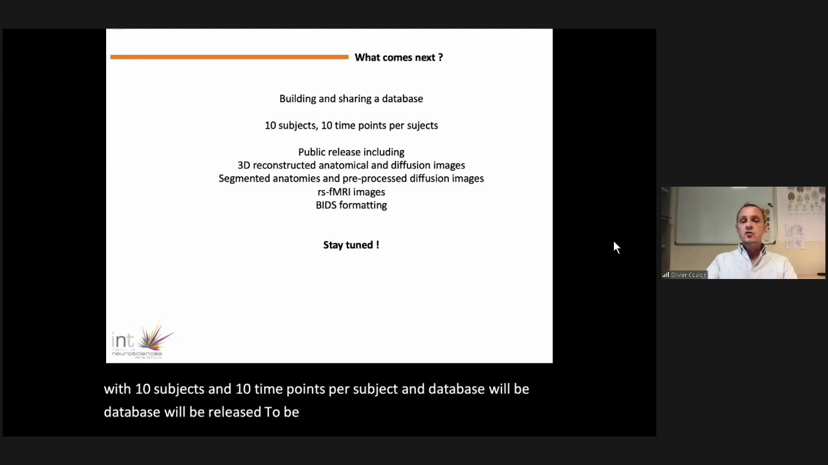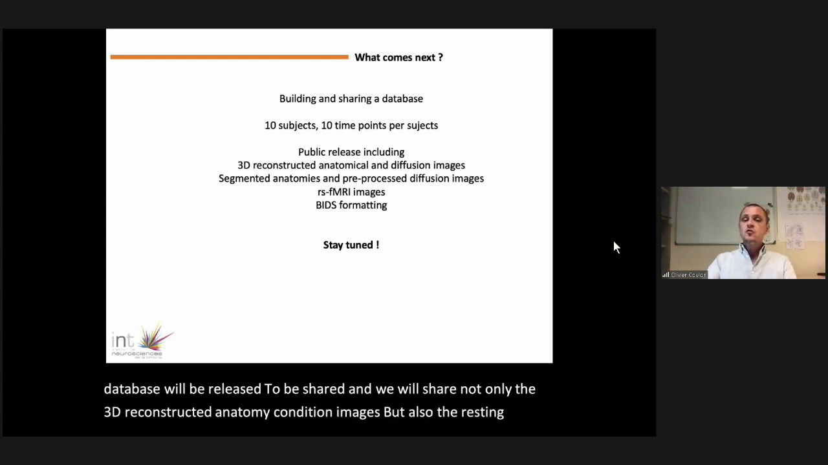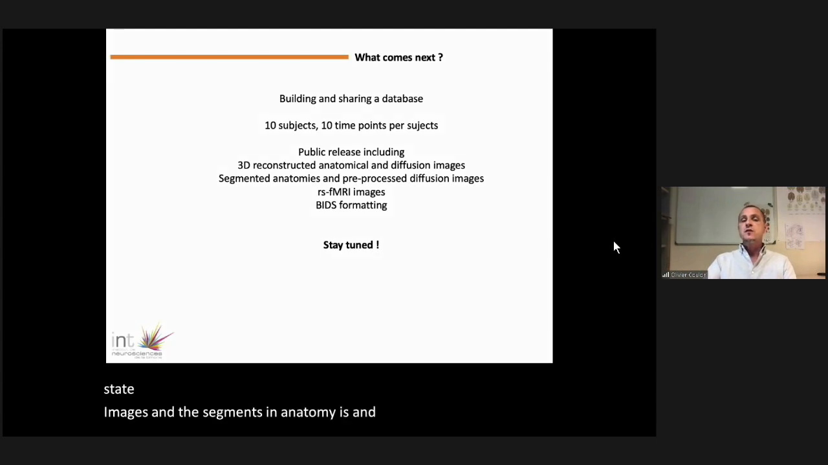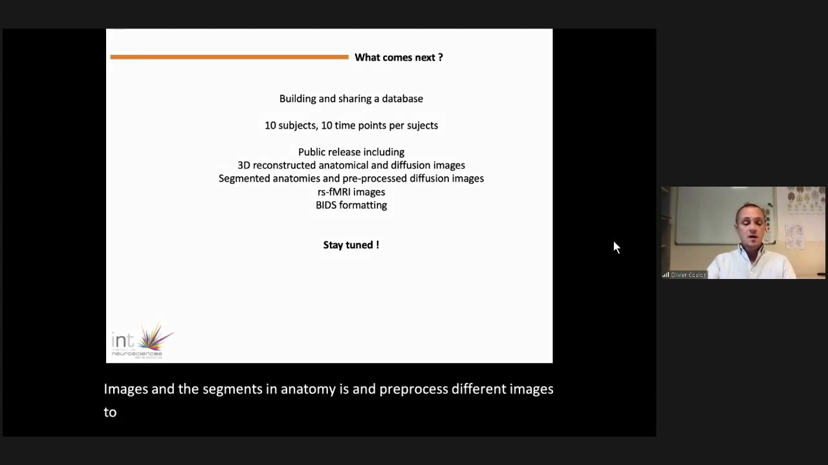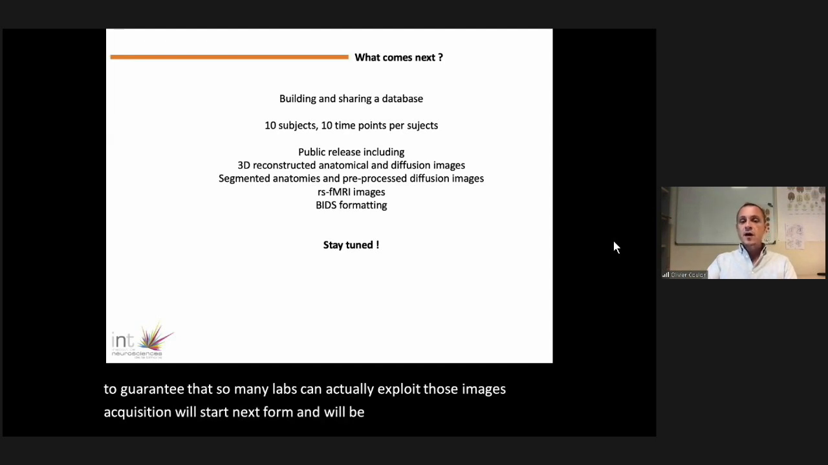And we will share not only the 3D reconstructed anatomical and diffusion images, but also the resting state images, and the segmented anatomies and pre-processed diffusion images to guarantee that many labs can actually exploit those images. Acquisition will start next fall and will be spread over the course of a year and a half, so stay tuned for more results.